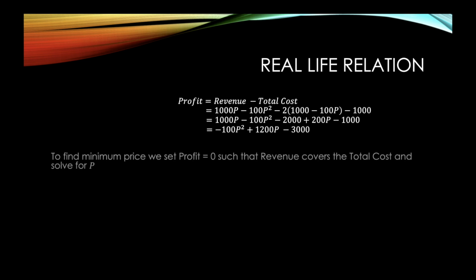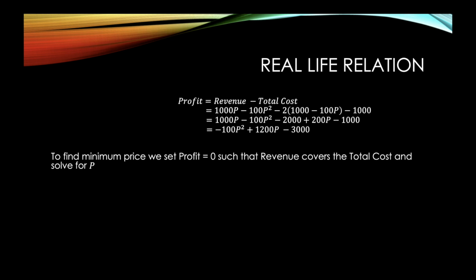That's great. That's a quadratic equation. And now we should find first the minimum price. So we can set the profit equal to 0 such that the revenue you earn covers the total cost of preparing the portions and the rent. And we can solve this for P.